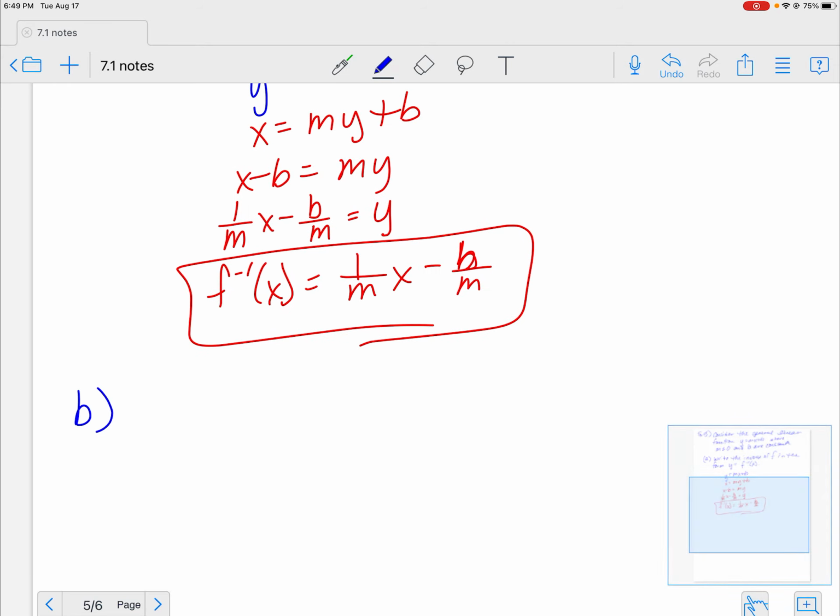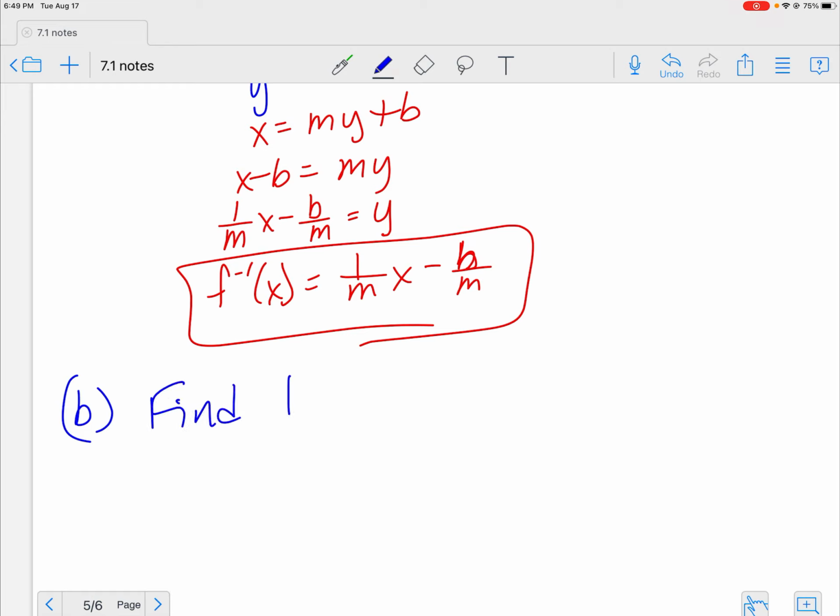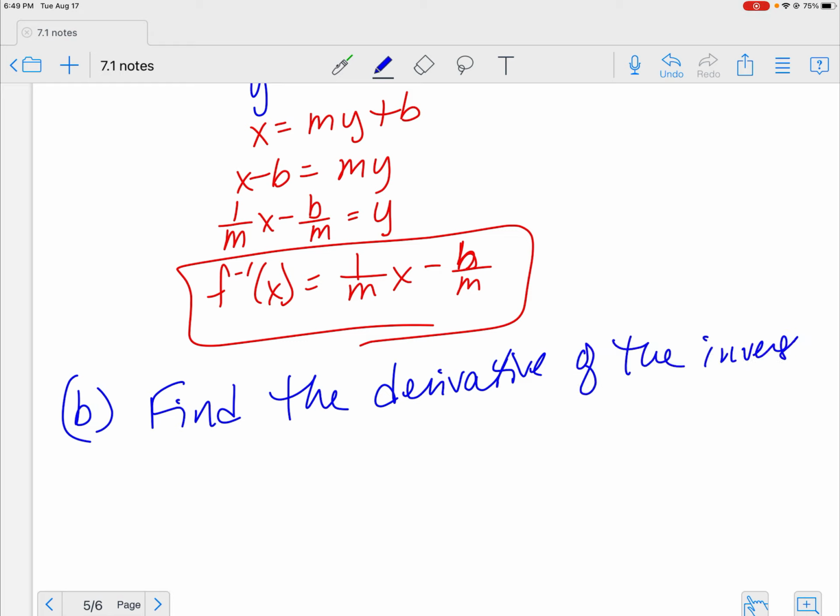I want to find the derivative of the inverse. Find the derivative of the inverse. All right, talk to me about that. I know this is not something that we typically look at, right? Because I have this and this. These two parts, the b's and the m's, these are numbers. These are constants. Think about that.